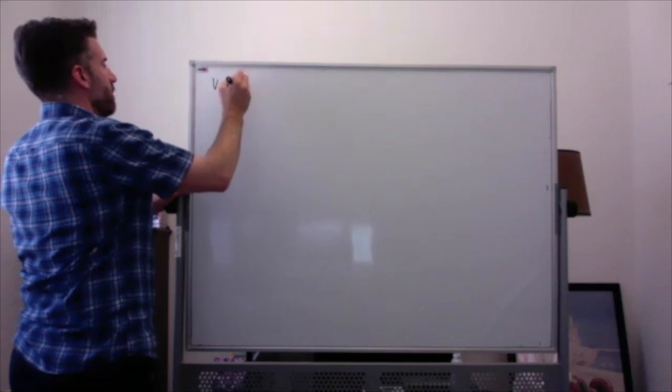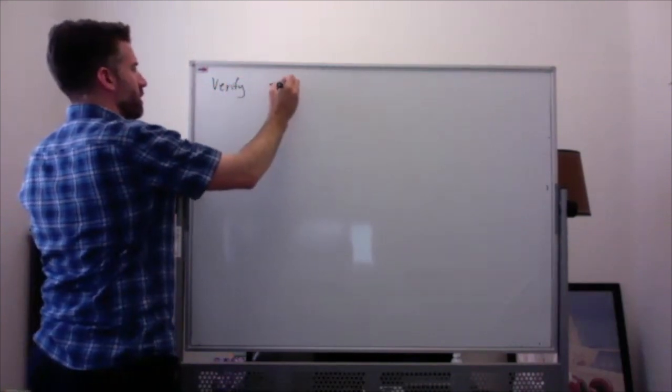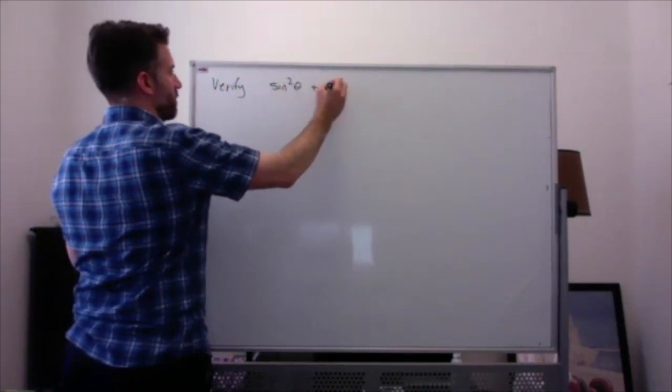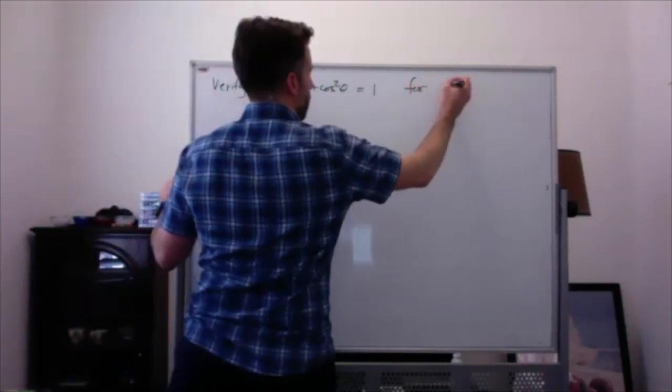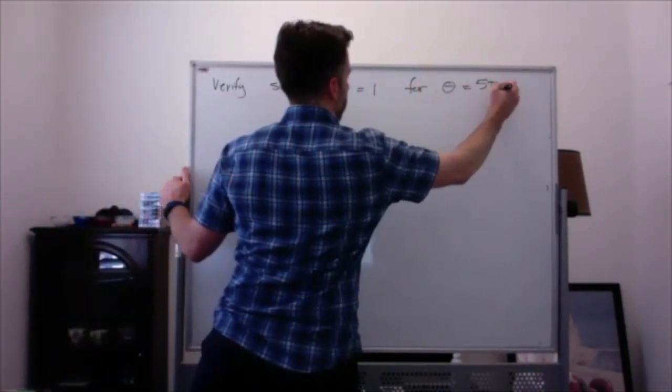So let's do the same. Let's verify that sine squared theta plus cosine squared theta equals 1 for theta equal to 5 pi over 6.